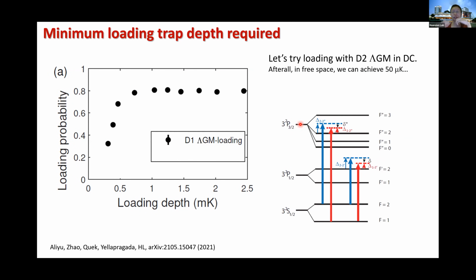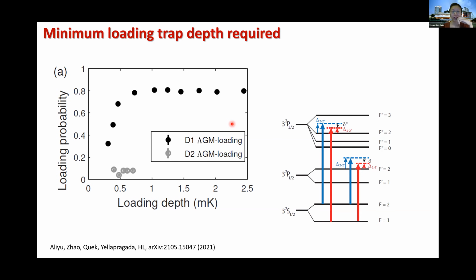Before we did a comparison on the increase of scalability of tweezer arrays on our part, we wanted to check whether we really needed to go to AC tweezers for the D2 light, or if we could still load with D2 lambda gray molasses in DC. And we thought maybe we could be optimistic because after all, in free space, we could achieve 50 microkelvin. Although bearing in mind that the scalar polarizability told us that the P3/2 state was a little bit anti-trapping.